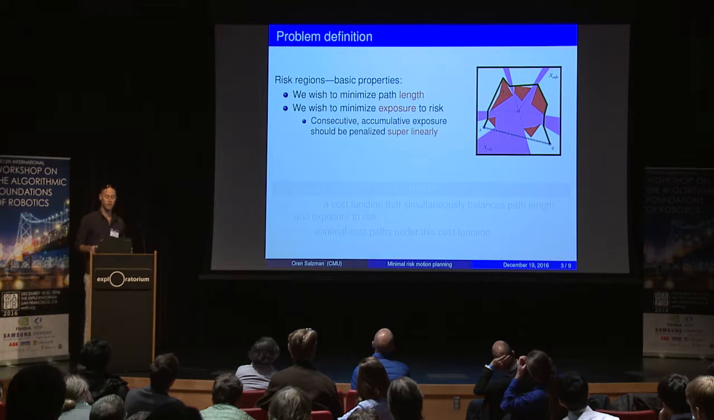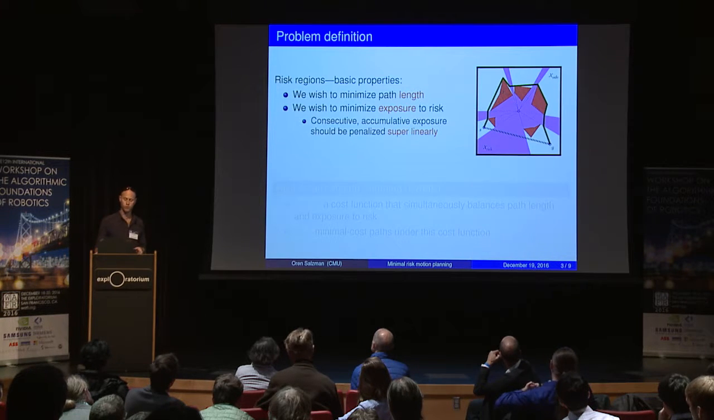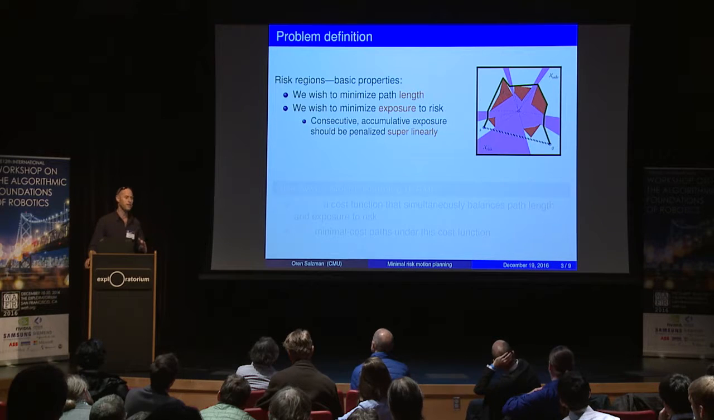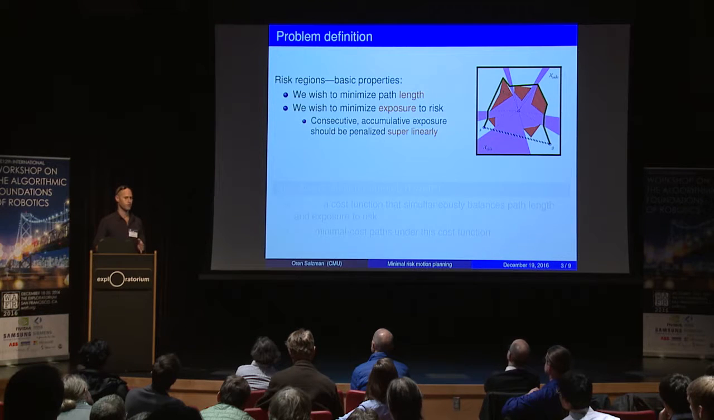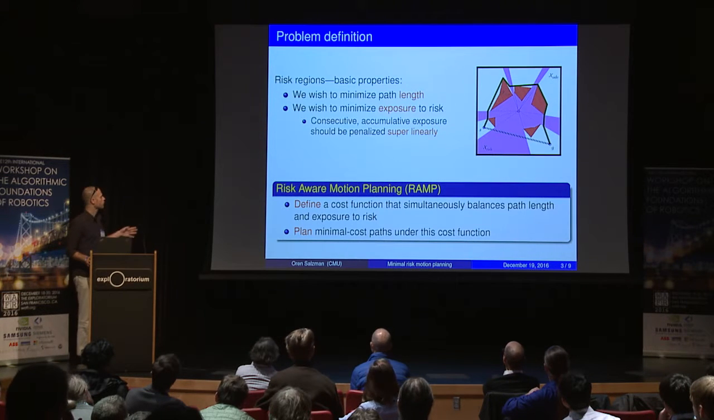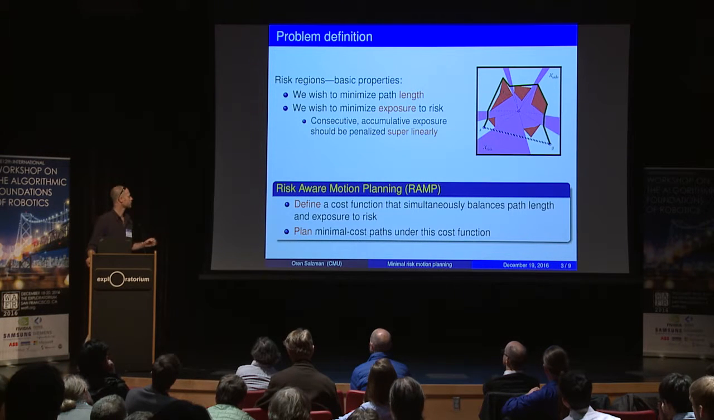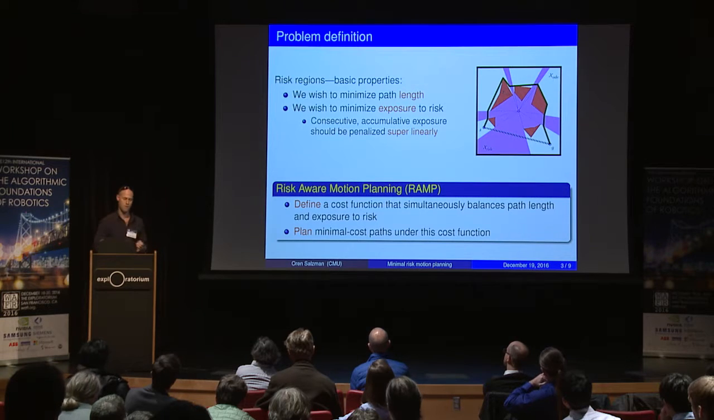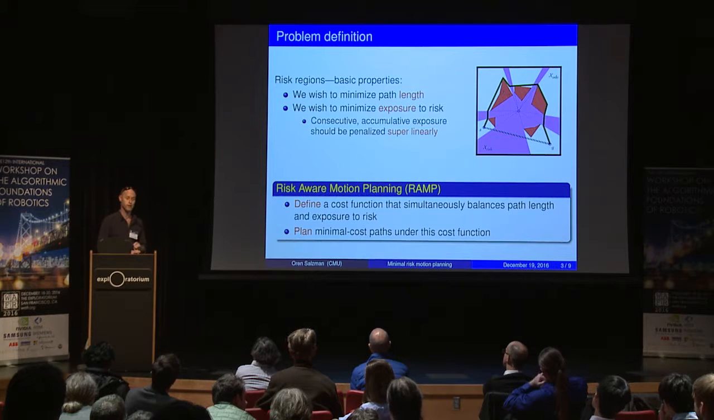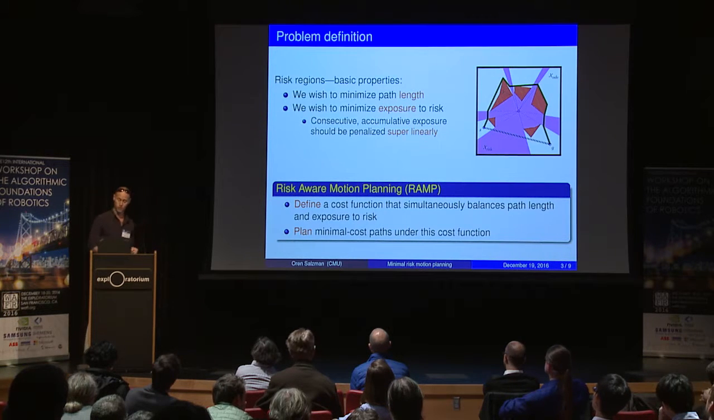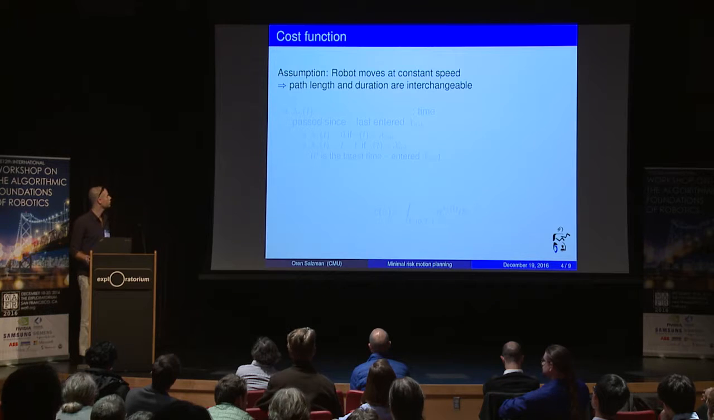And this is key: consecutive accumulative exposure should be penalized in a superlinear fashion. So what does it mean? 10 seconds of exposure to the threat is much worse than 10 one-second exposure intervals, right? So we call this problem risk-aware motion planning, and it's surprisingly similar to a talk that we had about risk-aware, but it's not the same thing. And we want to define a cost function that simultaneously balances path length and exposure, and then plan a minimal cost path. I'm going to define such a cost function, and it's not that hard.